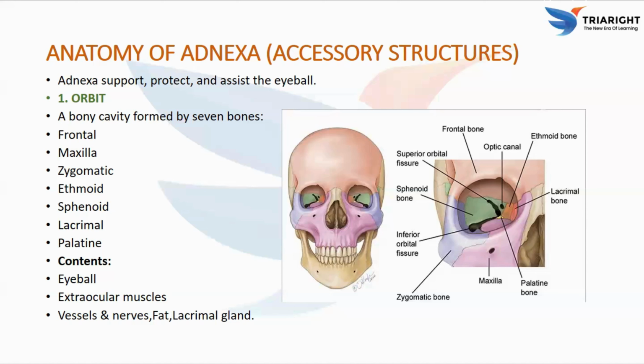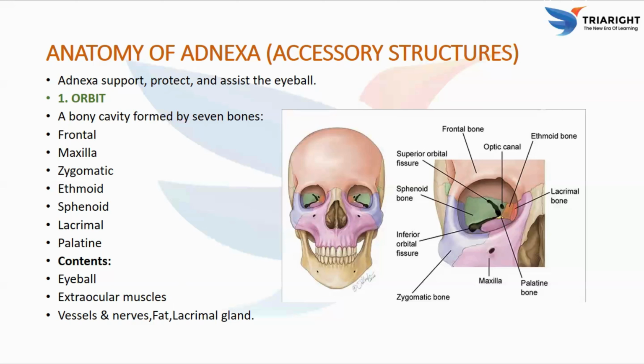So what are the contents of the orbit? The orbit is not just a cavity, it holds multiple important structures: eyeball, extraocular muscles, vessels, nerves, fat and lacrimal gland. The eyeball is the main structure of the visual system. Next, extraocular muscles. There are 6 muscles that move the eye: superior rectus, inferior rectus, medial rectus, lateral rectus, superior oblique and inferior oblique.